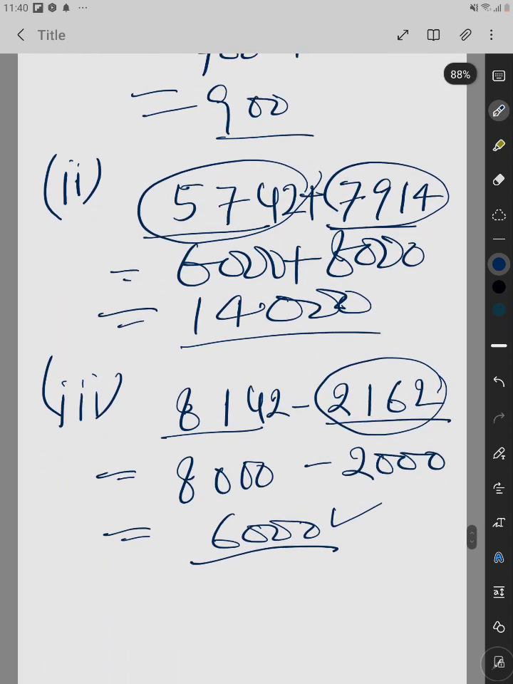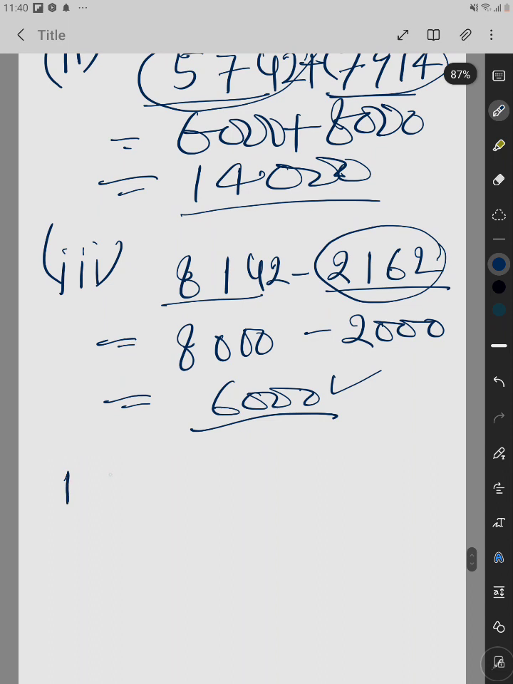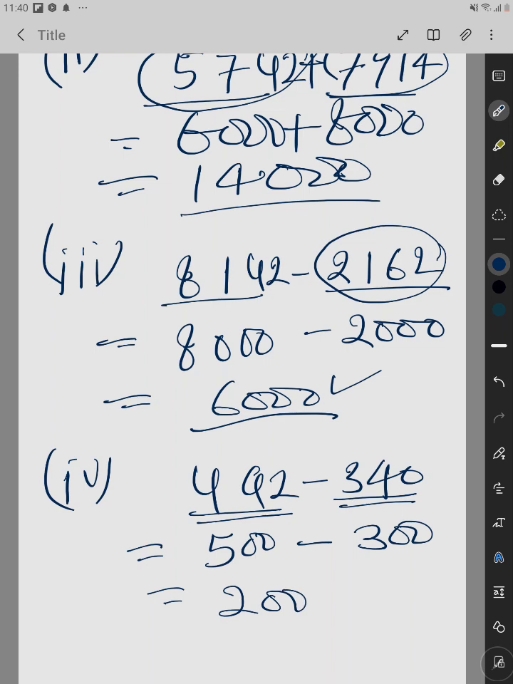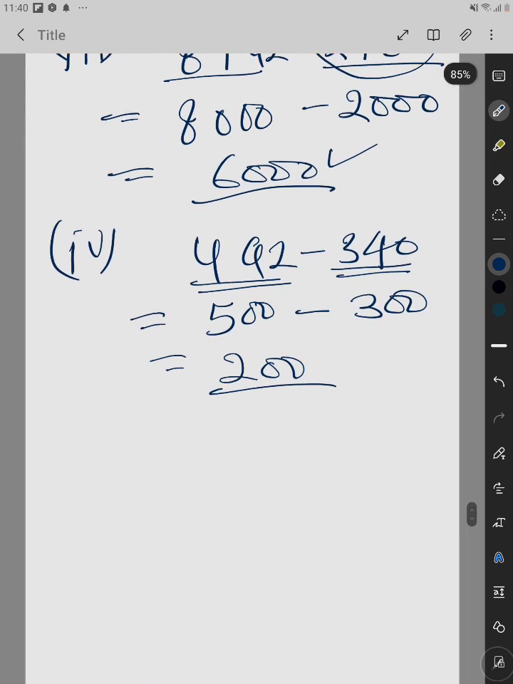Let's take one more subtraction of 3 digits. For example, 492 minus 340. Okay, 492 after rounding will become 500, and this will be rounded to 300. So the answer will be 200. Okay, so similarly we can take several examples here.